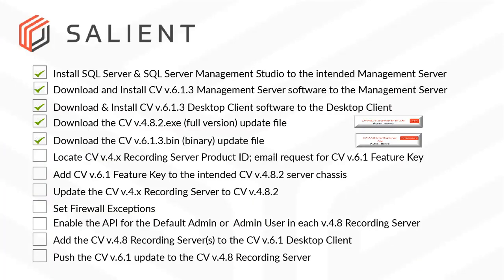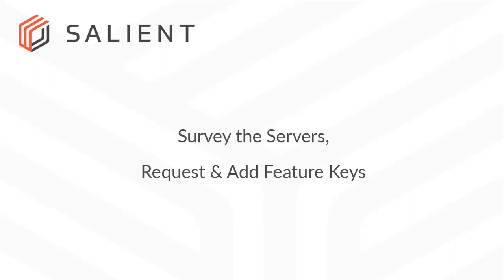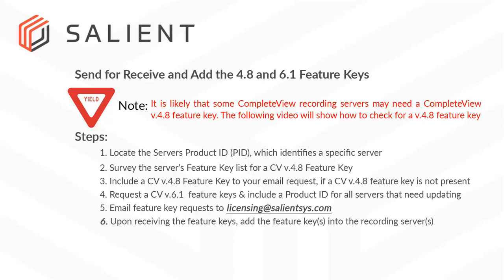It's time now to determine license feature key requirements for the version 4 recording servers that are scheduled for updating. All version 4 recording servers planned for updating should be surveyed for their feature key requirements. The 6.1 desktop client requires each recording server scheduled for updating to have a version 6.1 and 4.8 feature key.